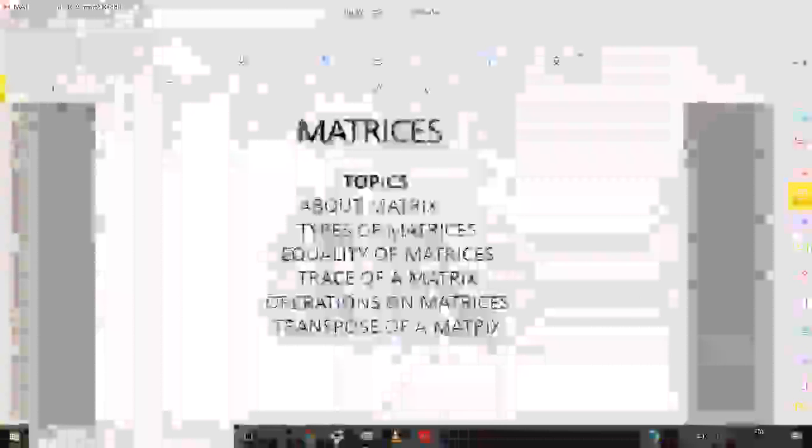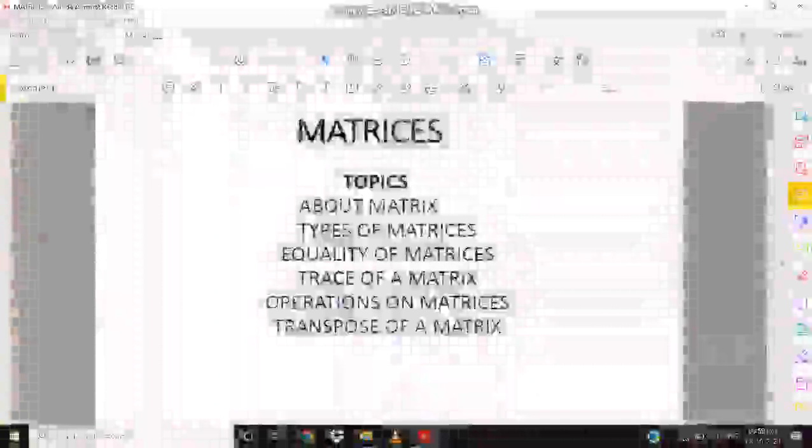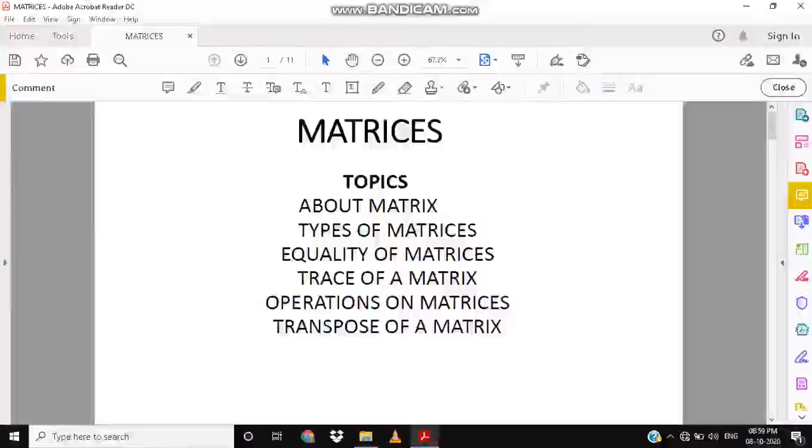Good morning, class. Today we are going to discuss a topic called matrices. I guess you all are familiar with this word because you did this chapter before in class 10, right? So today we will see a bit more in detail about this chapter.